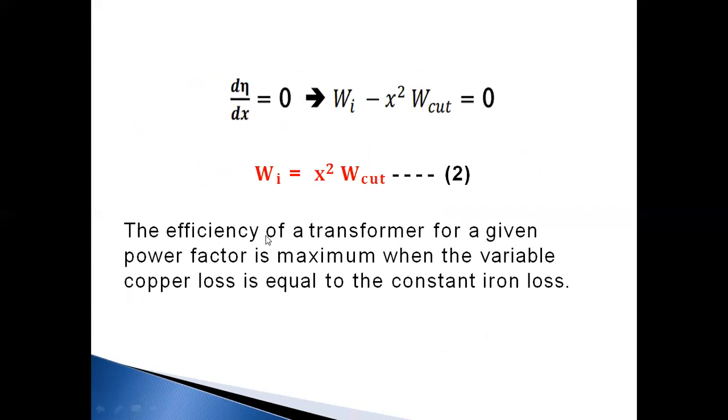the efficiency of a transformer for a given power factor is maximum. When will it be maximum? It is clearly seen that this will be maximum when Wi equals Wcu, when x equals 1. So the efficiency of a transformer for a given power factor is maximum when the variable loss, that is the copper loss, is equal to the iron loss. When those two losses are equal, the value of x is equal to 1. This is the condition for the maximum efficiency of a transformer.